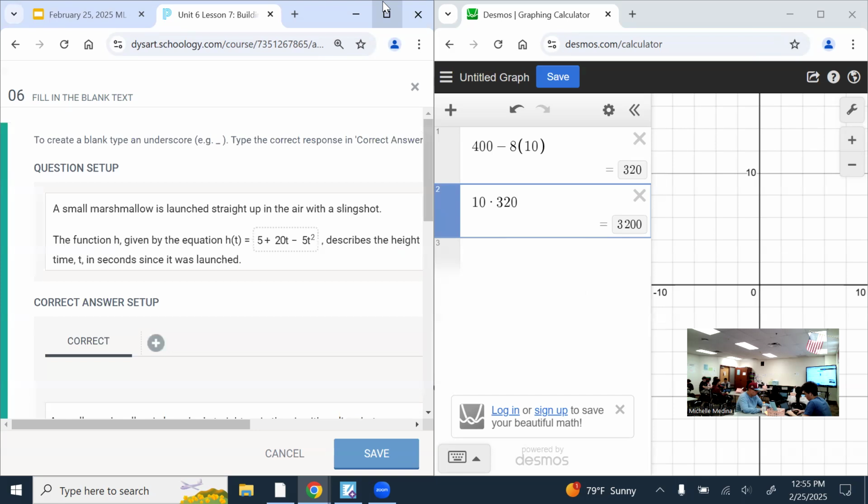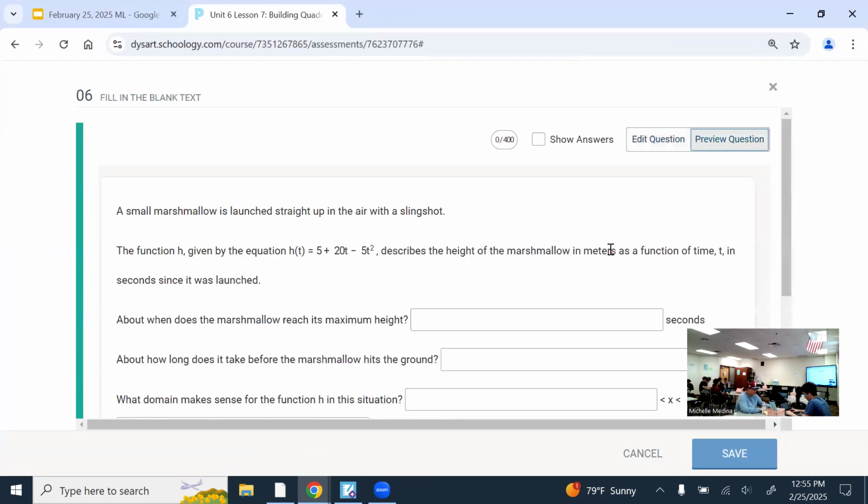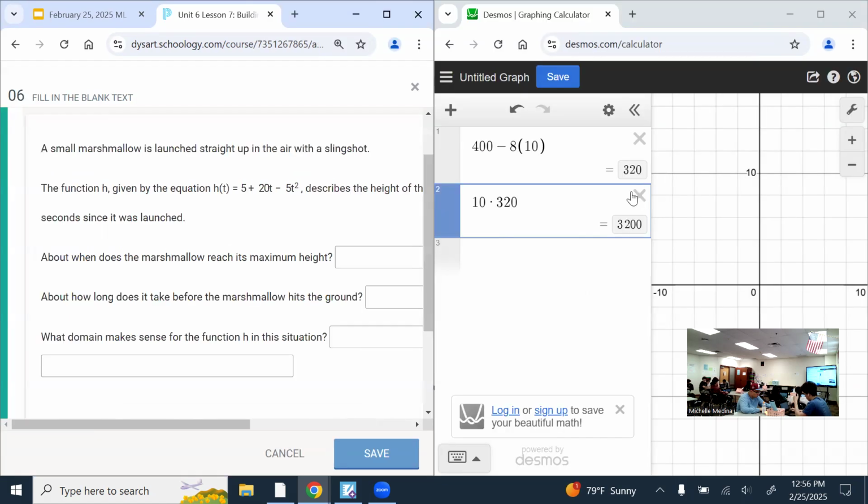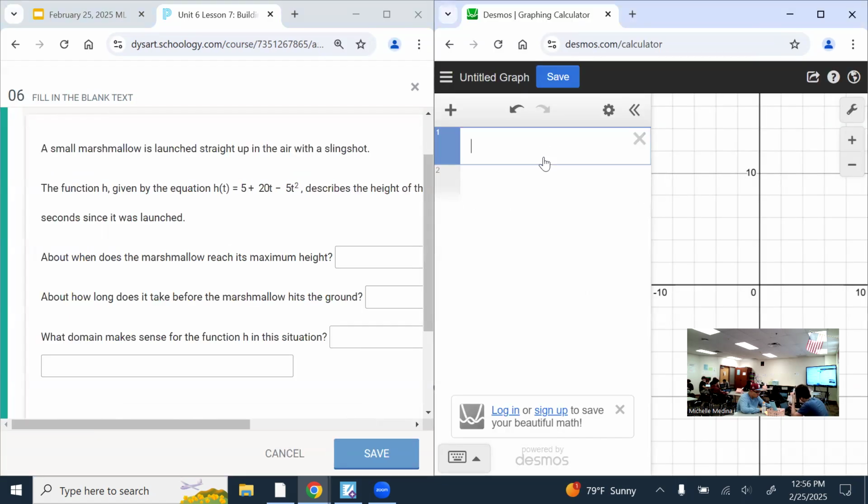Okay, so a small marshmallow is launched straight up in the air with the slingshot. This equation tells us the height of the marshmallow in meters as a function of time in seconds since it was launched. About when does the marshmallow reach its maximum height? So there's no way for me to tell that just from the equation. I have to put it into my calculator.